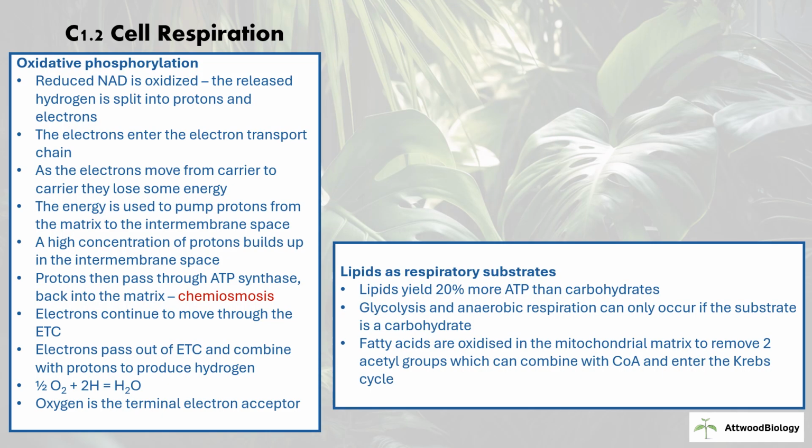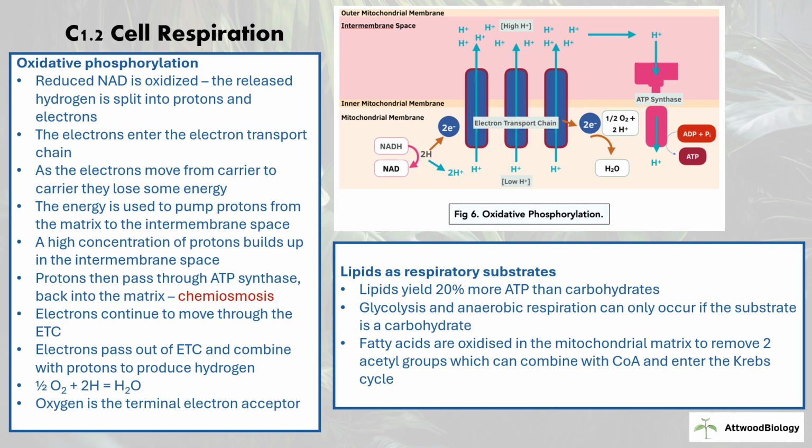Okay, the final stage of cell respiration. So we've done aerobic respiration, we've done glycolysis, the link reaction, and Krebs cycle. Now remember, we made the reduced NAD and reduced FAD. We made those in glycolysis, link reaction, and in Krebs cycle. We're now going to use them. So we've been making them and we've been saving them for later. Now is the time.